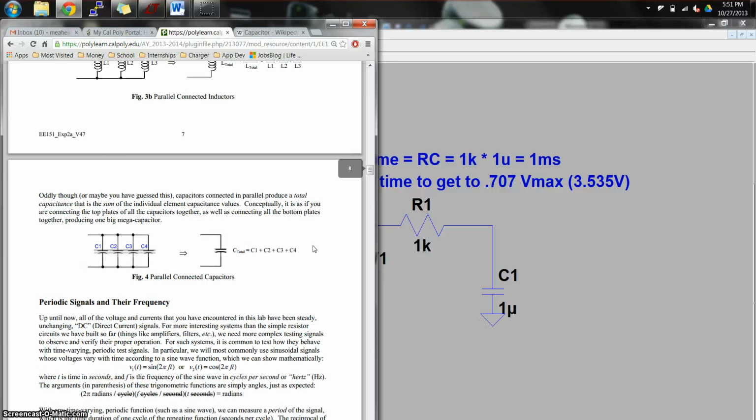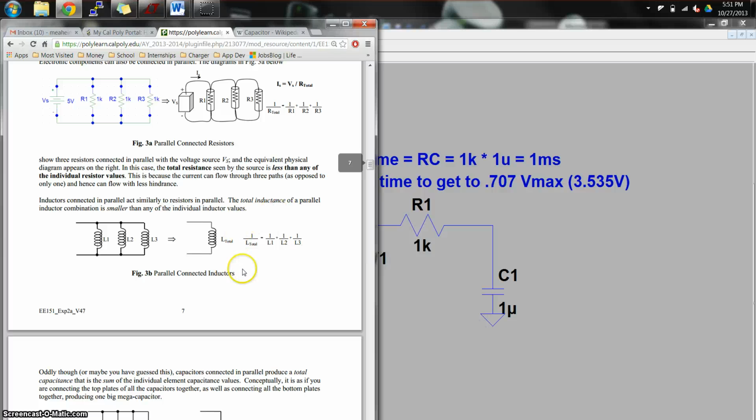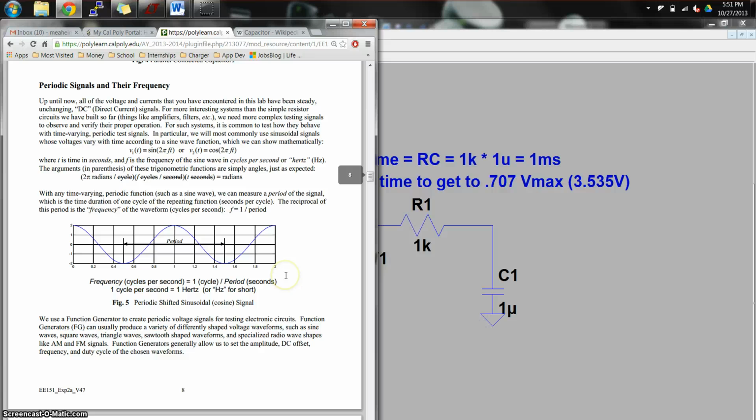And similarly, capacitors in series act like this. This would be the equation you would use if these capacitors were in series. So be aware of that. I'm not sure if we'll be using it in the lab, but you just need to know that.